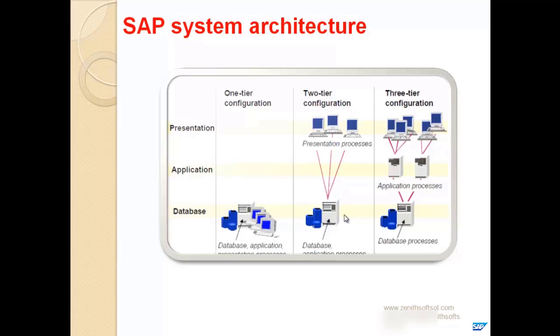So this is how the three-tier architecture looks like. The database will have a central database, and the application server is nothing but where SAP is installed, and the presentation server is nothing but where the users log in through SAP logon to connect to the application server.